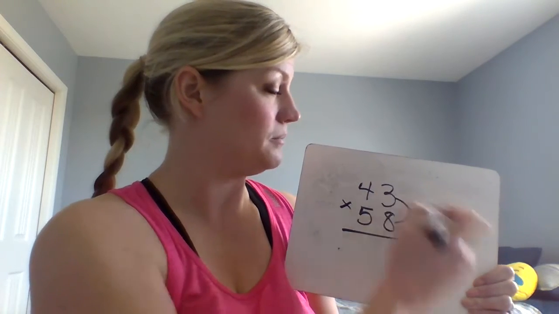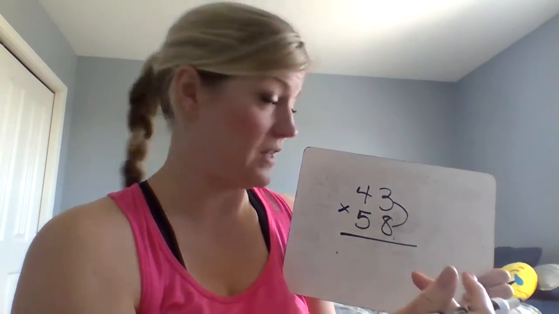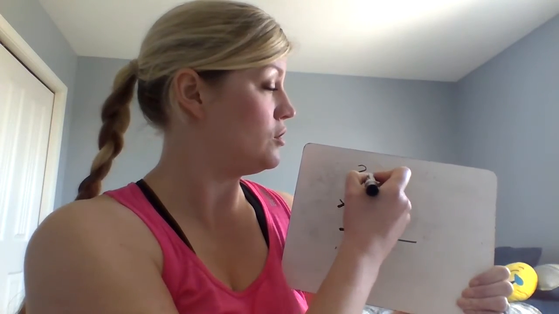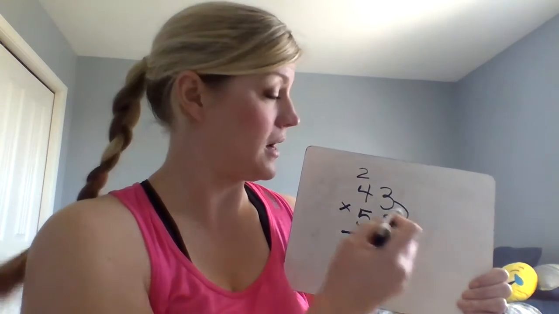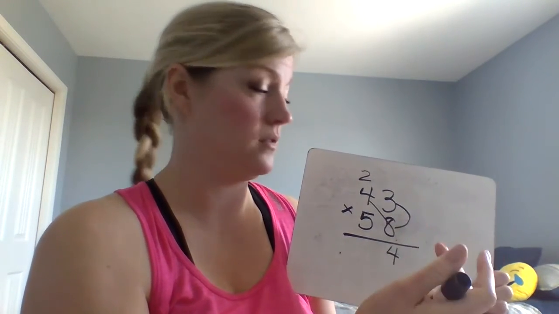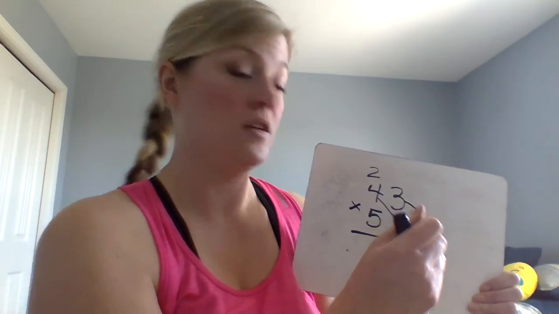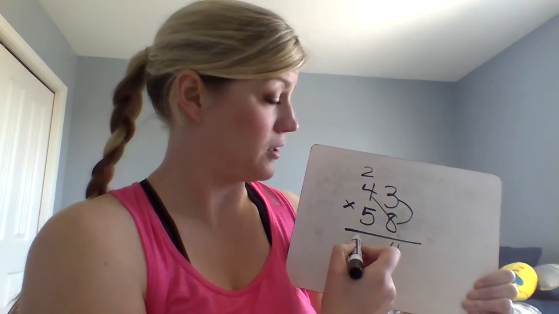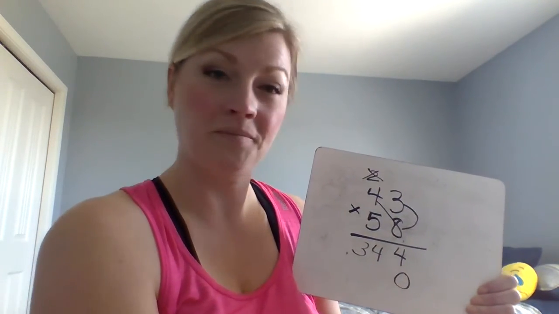8 times 3. Yep, that's 24, right? 2 tens, 4 ones. Okay. Now let's do our next part. We're going to do ones times the tens. 8 times 4 plus 2 more. You should have gotten 34. So I'm going to write 3, 4. Now I'm done with that first part, so we know we do X's and O's.